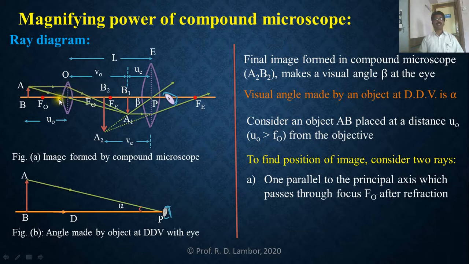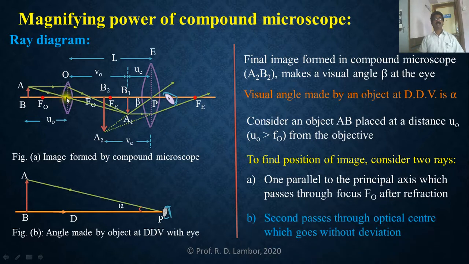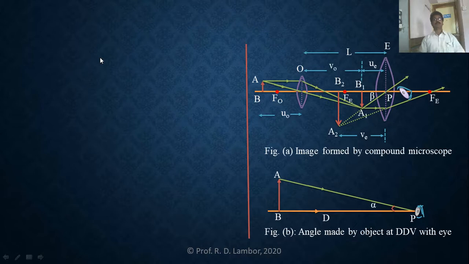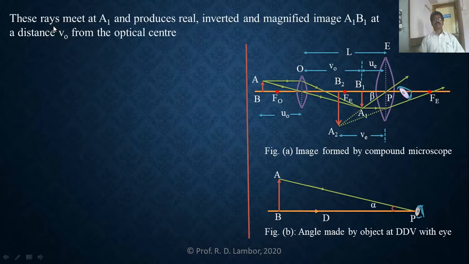Now, this one is the second incident ray. You can see here, the second incident ray passes through the optical center, which goes without deviation. So these are the two refracted rays. After passing through the objective, these rays meet at point A1, and produce a real, inverted and magnified image A1B1 at a distance VO from the optical center of the objective.